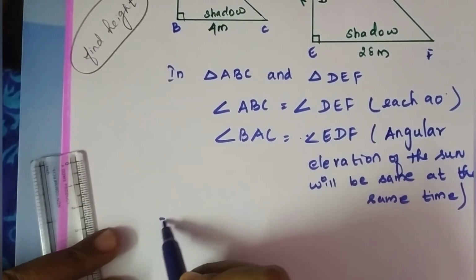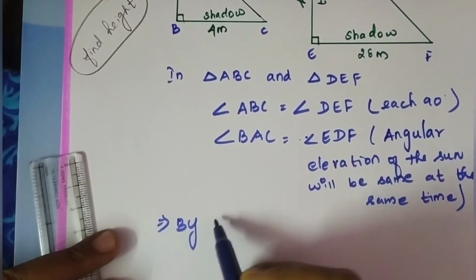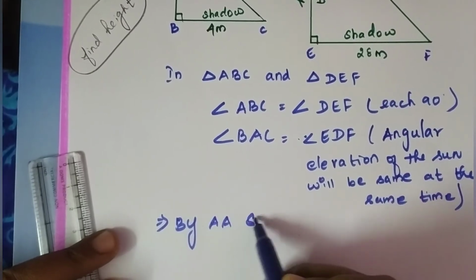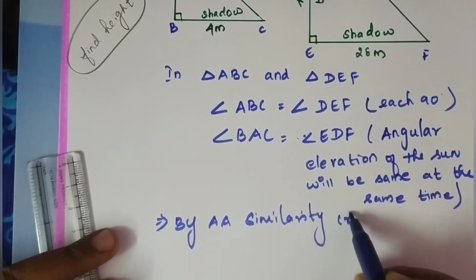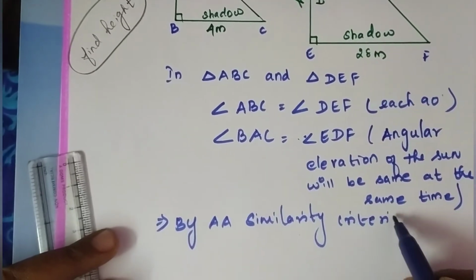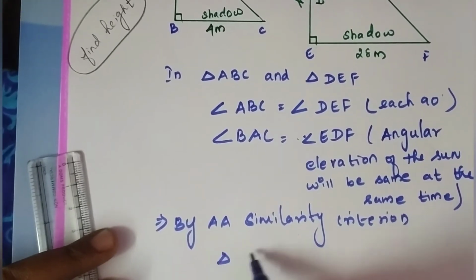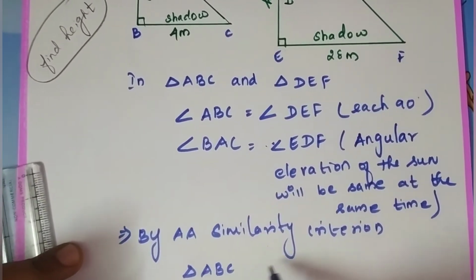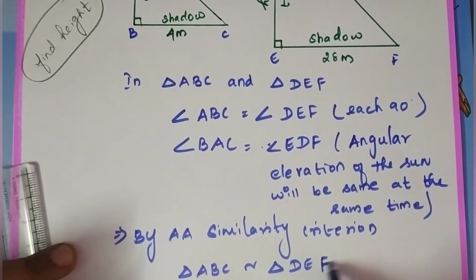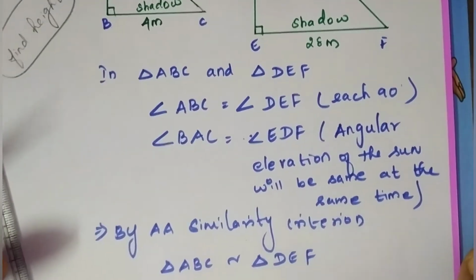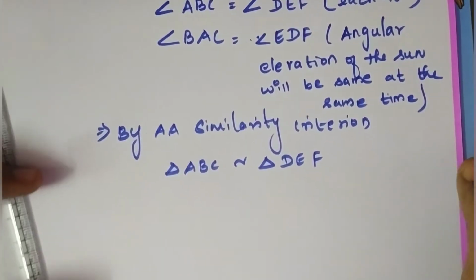Then we can tell by the AA similarity criterion, triangle ABC is similar to the triangle DEF. So now I said that the two triangles are similar.